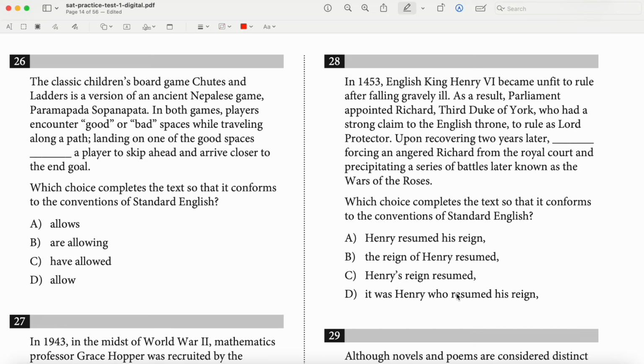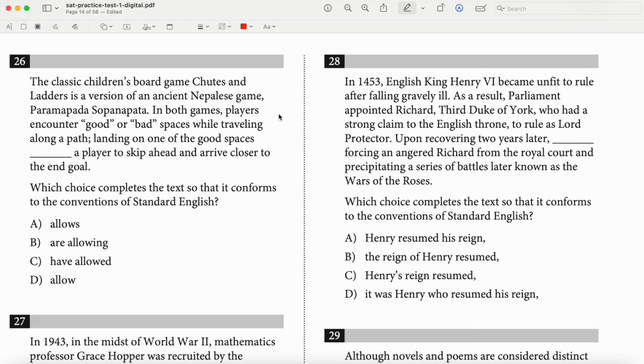Okay. Let's think in terms of the rule now. It is make it match subject verb agreement. Who or what is allowing a player to skip ahead and arrive closer to the end goal? Players? Players is not even in the second half of that sentence. And you might say, well, players is the subject of the first half. But because it's a semicolon, we're going to have two different subjects and two different verbs, because we've got two different standalone statements. Does that make sense?